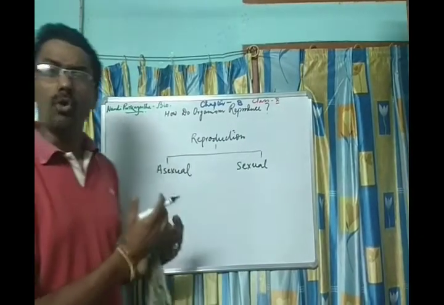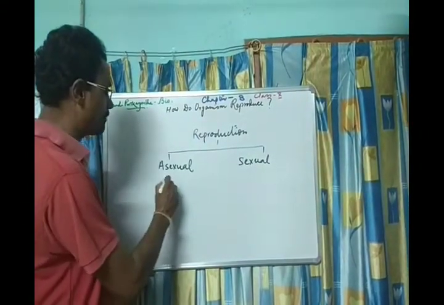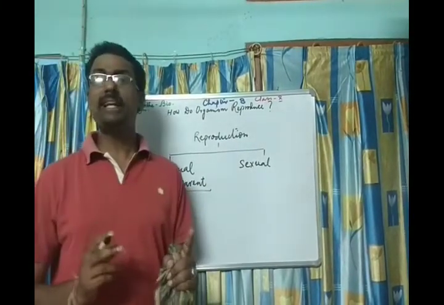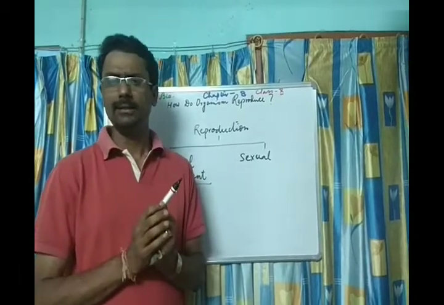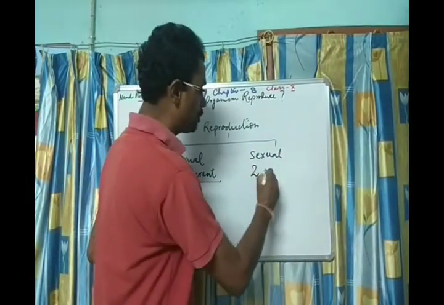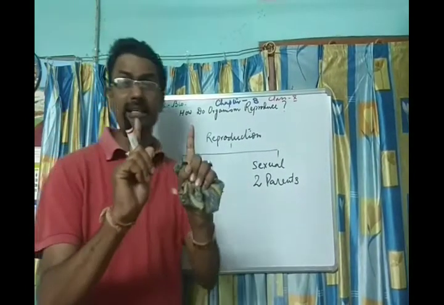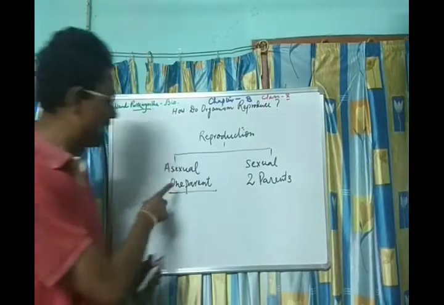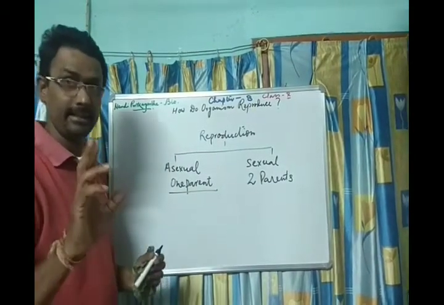First thing, we need to know the meaning of these two words. When I speak about asexual, I am speaking about one parent. Try to get my word. I am speaking about what? One parent. Asexual reproduction is a type of reproduction where only one parent is needed. Clear? Is it okay? But when I speak about sexual reproduction, I am speaking about two parents. In case of sexual reproduction, two parents are needed to produce what? To produce one offspring or many offspring. Here, one organism is sufficient to produce another organism. Is it okay to you?